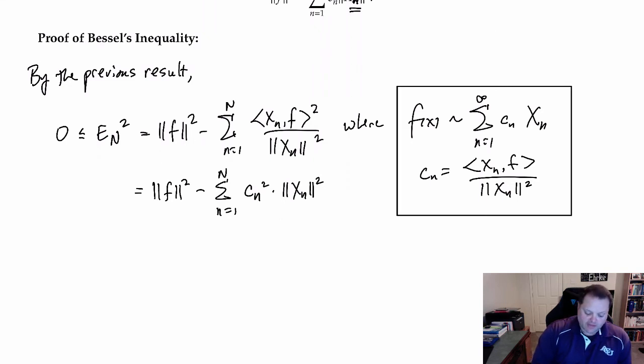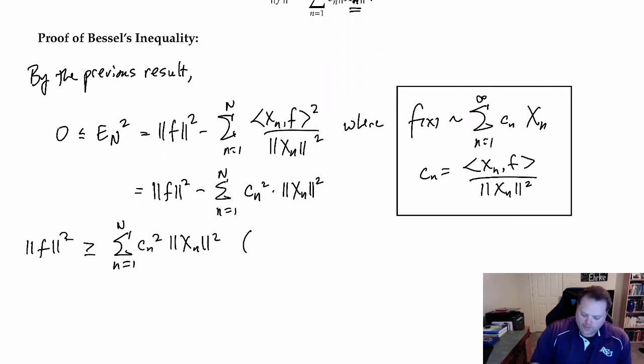So this is where Bessel's identity comes from: the norm squared is greater than or equal to that sum, because the terms are greater than or equal to 0 on that line. Right? So that's where Bessel's inequality is coming from. But let's take it even further than that.